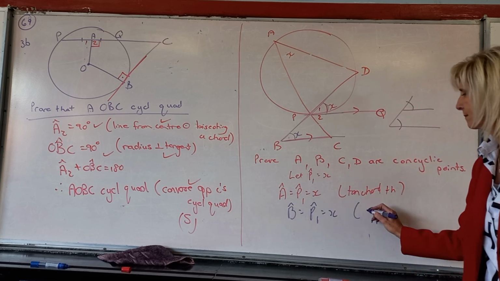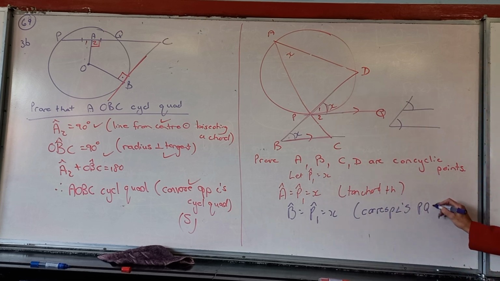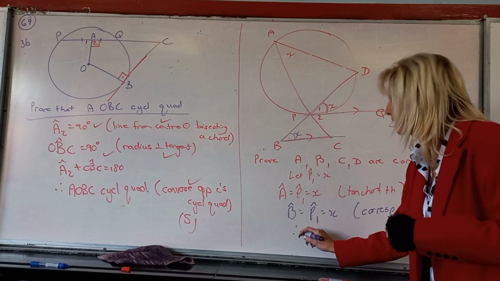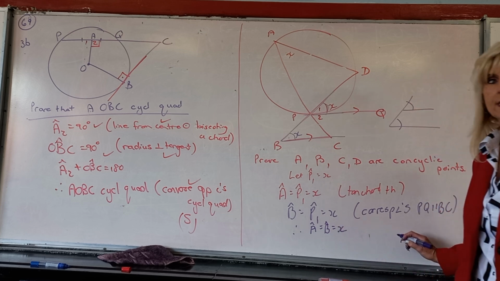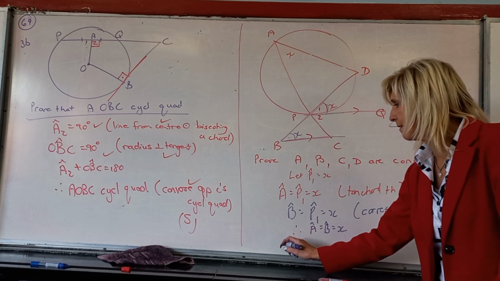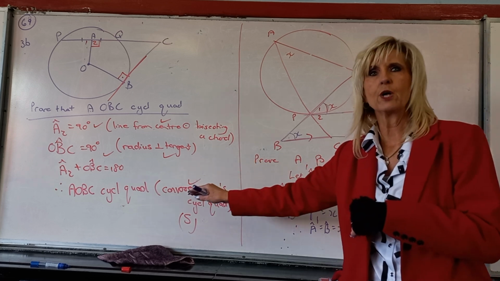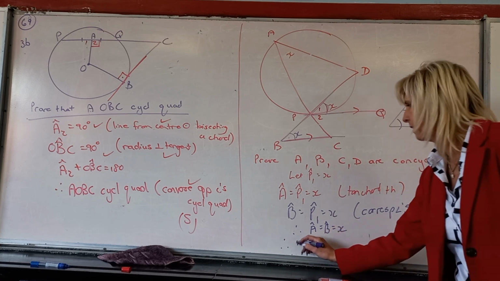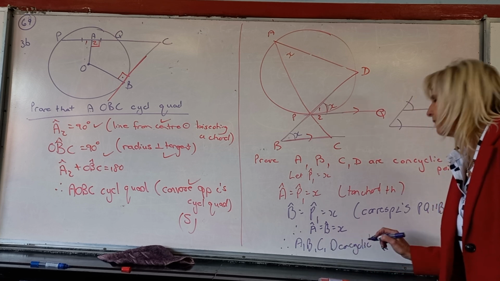Reason? Corresponding angles. And you can't just write that, you've got to write PQ is parallel to BC. Then what do you see? I see that angle A is equal to angle B. Reason? Because they're the same. I don't write that here, they're both the same. Therefore, those sides, and please answer the question that they ask. If they ask, prove it is a cyclic quad, you say yes, it is a cyclic quad. If they say prove that the points are concyclic, then you say A, B, C, and D are concyclic. Answer the way that they asked you.